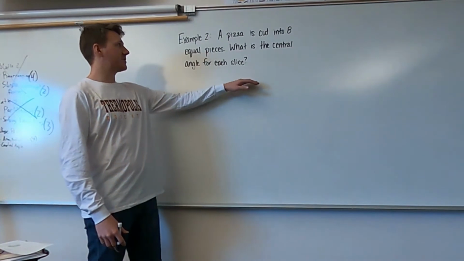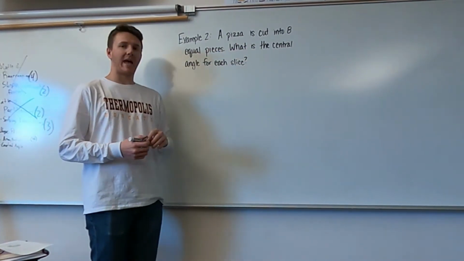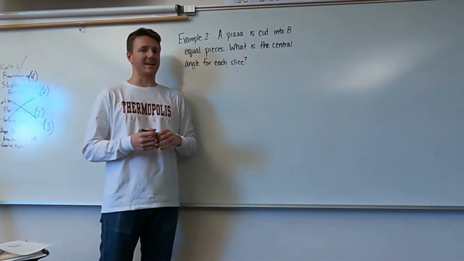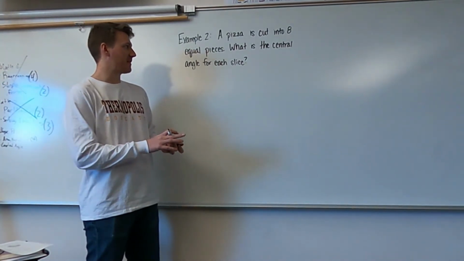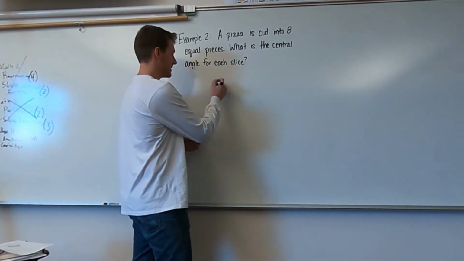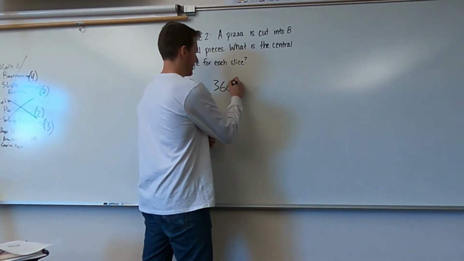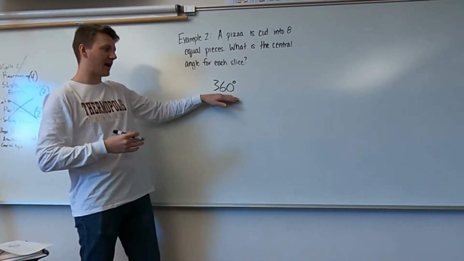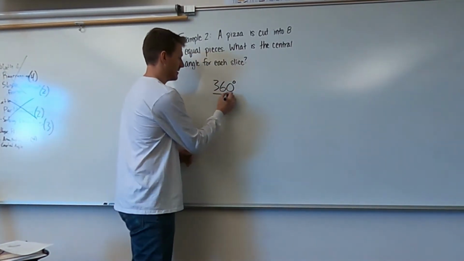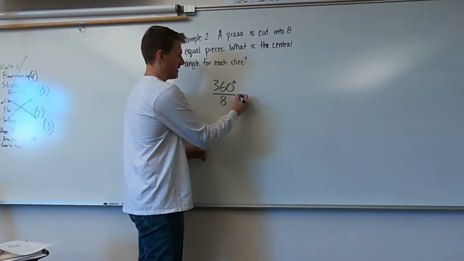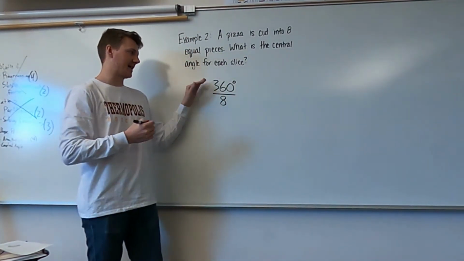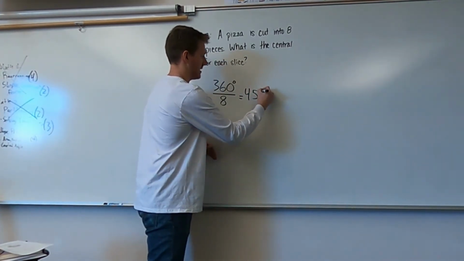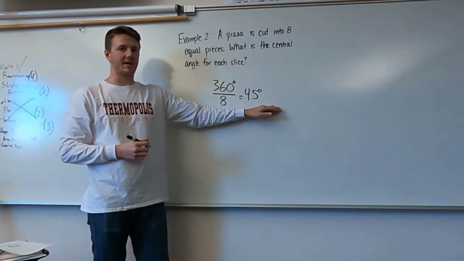All right, in example 2, we're given that a pizza is cut into 8 equal pieces, and we want to know what the central angle for each slice is. So we can think about this. We know that there are 360 degrees in a circle, and if we're cutting it into 8 equal pieces, we can divide our circle by 8, and this will give us the central angle for each slice. So when we do this, we get that our central angle is 45 degrees for each slice.